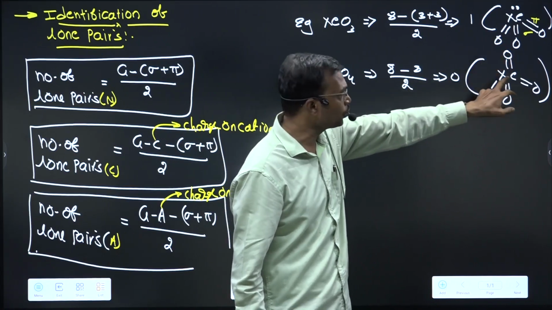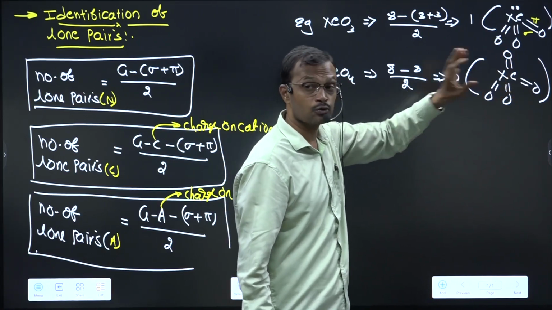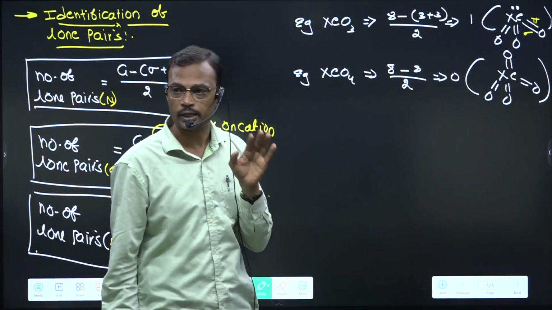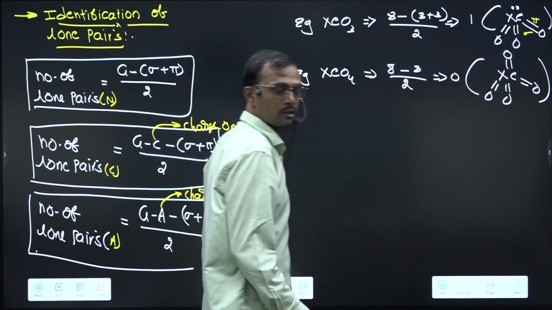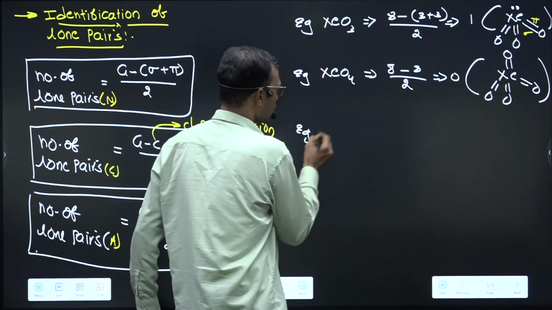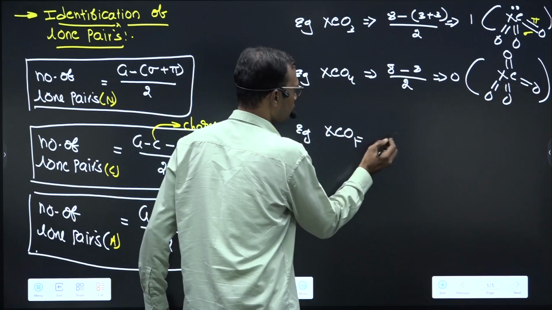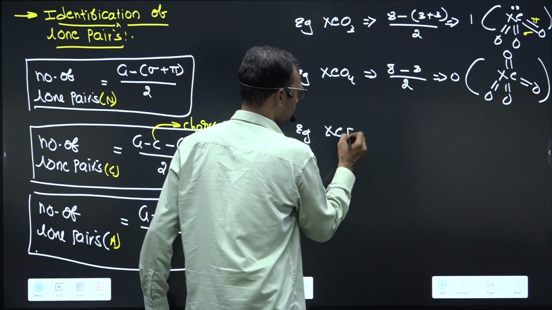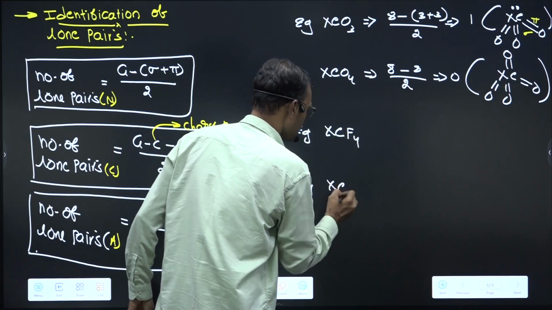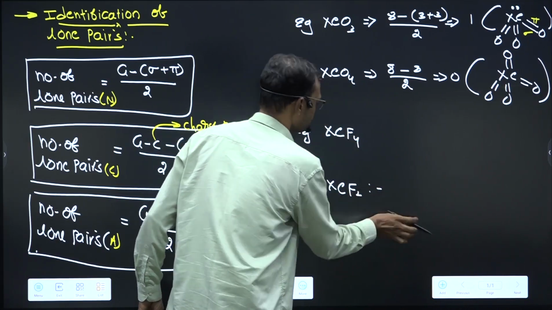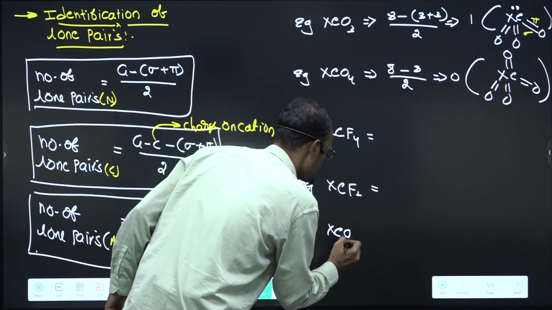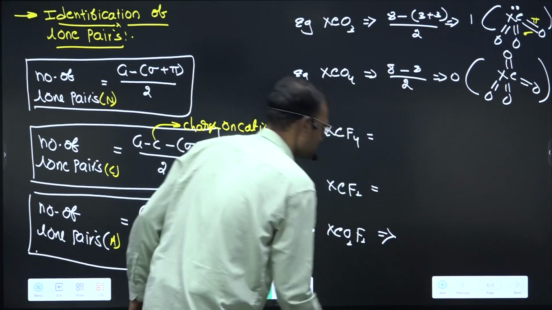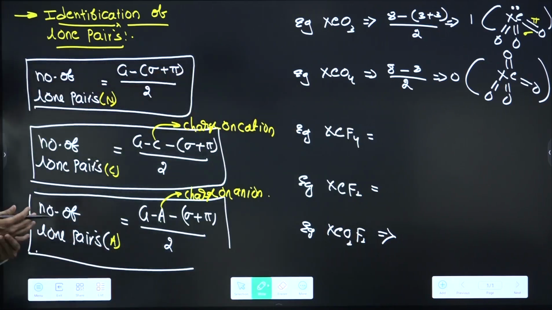So if you know the central atom group number, and if you know how many sigma bonds surround the central atom along with pi bonds, then it is easy to identify how many lone pairs are present on the central atom. Okay, so will you work out this? Xenon difluoride, xenon tetrafluoride. You work out this: xenon oxydifluoride. Just count how many sigma bonds and pi bonds are present, and give the answer.